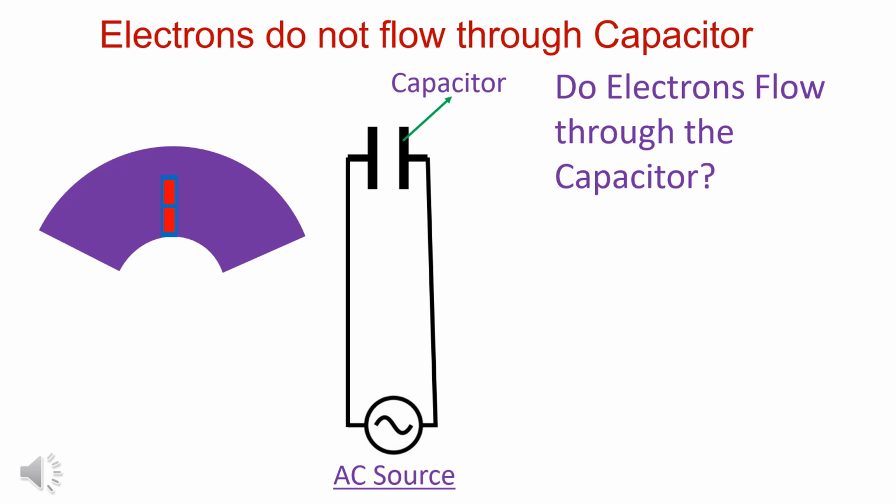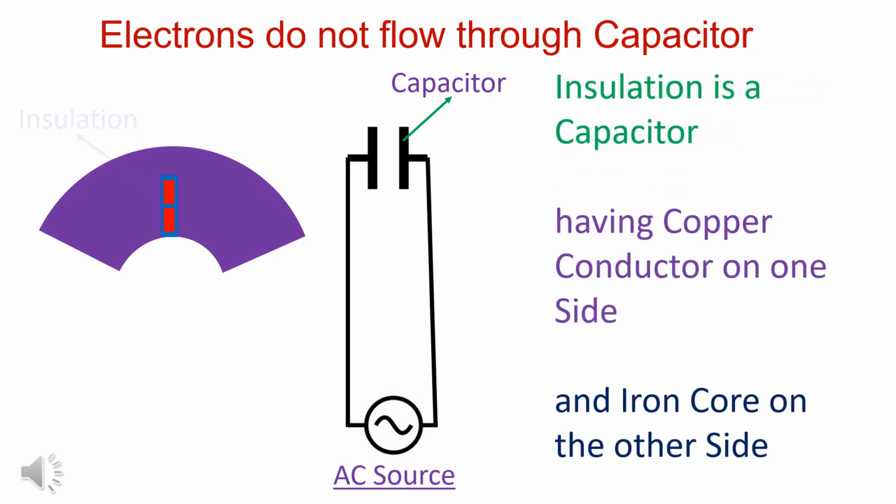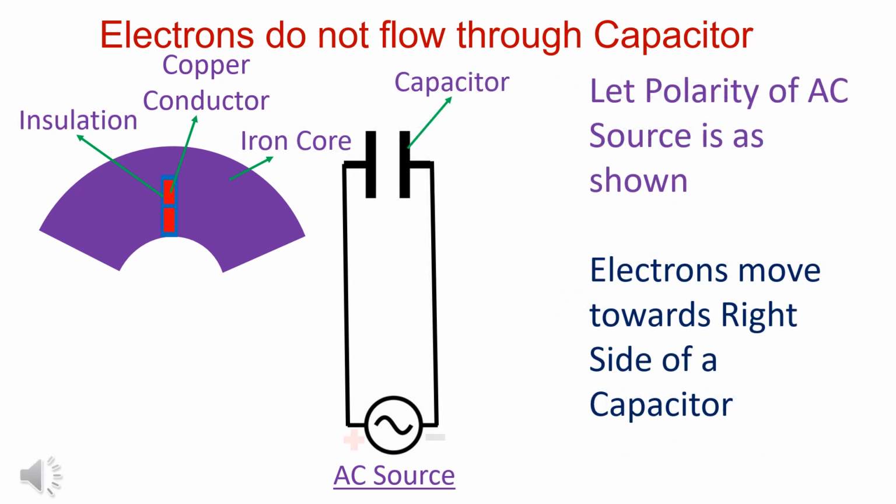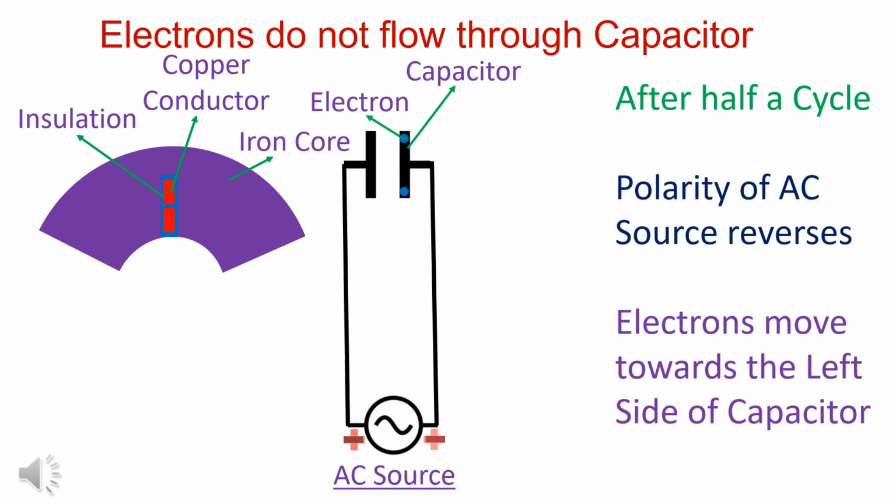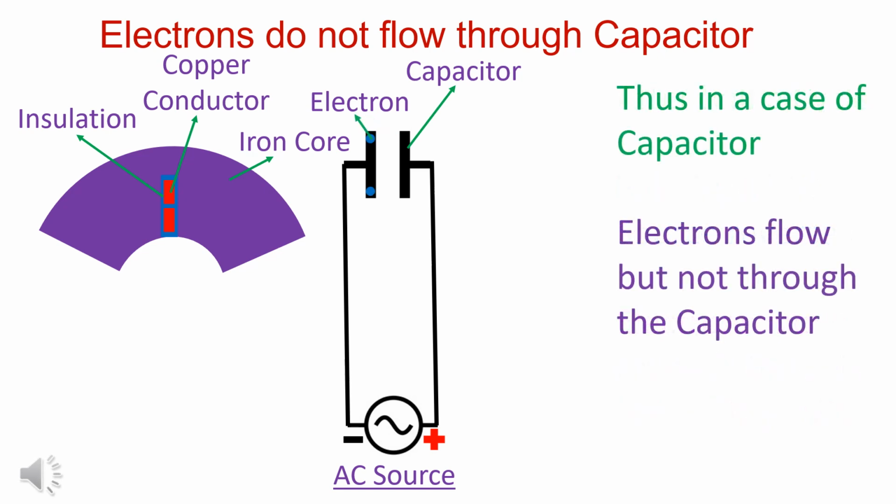Do electrons move through the capacitor? Insulation of an electrical machine is a capacitor having metals on both sides. There is copper conductor on one side and iron core on the other side. When polarity of AC source is as shown, electrons move to the right side of a capacitor. When polarity changes, electrons move to the other side of a capacitor. Thus, in case of a capacitor, electrons flow but not through the capacitor.